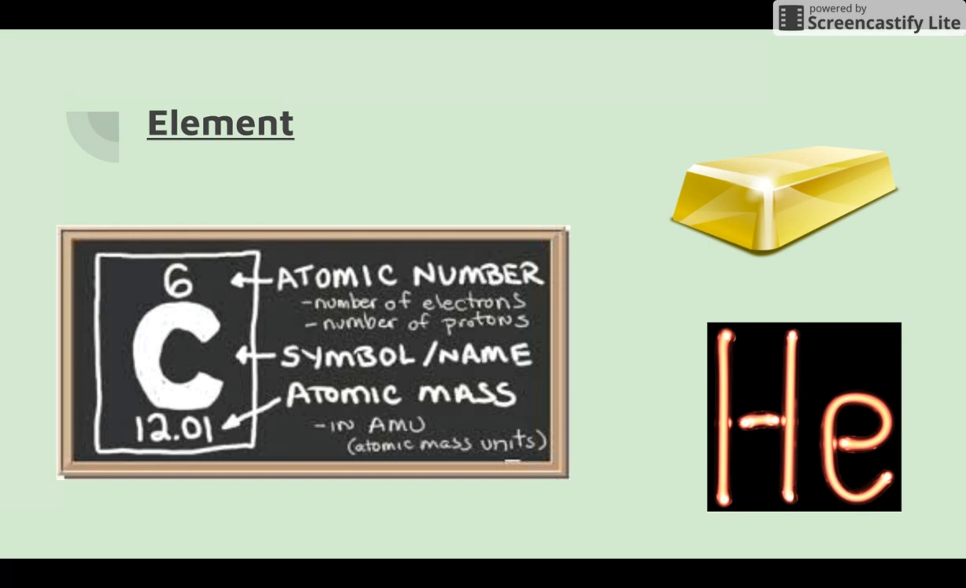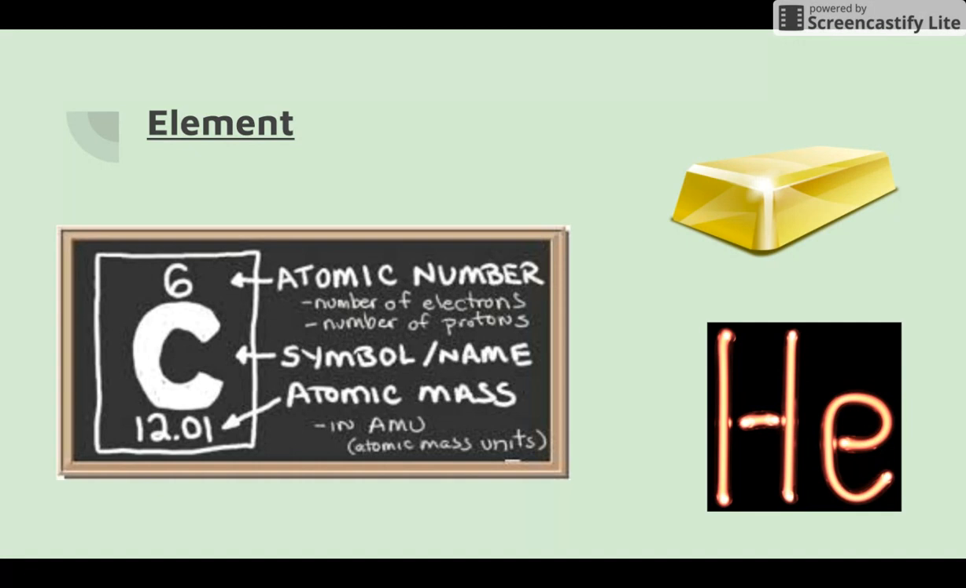On the periodic table, you will see that it has the symbol name for each element. This is carbon, for instance. It's going to have an atomic number at the top. That is going to equal the number of electrons and the number of protons.